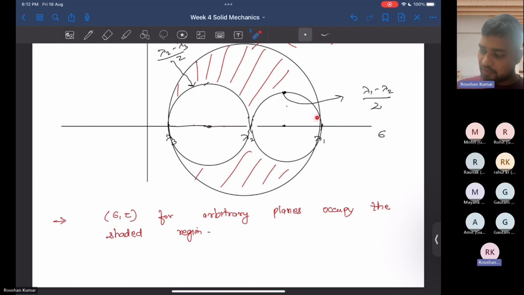And the maximum principal stress, that is lambda1, means that the component of traction, that is sigma, on this plane is highest among all the other planes. So that is why lambda1 corresponds to the global maxima for all the planes.